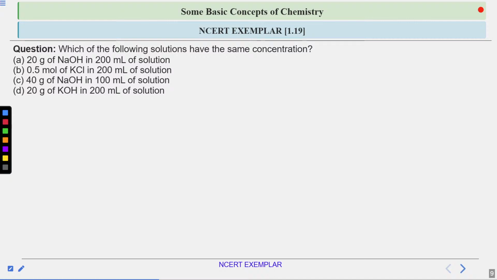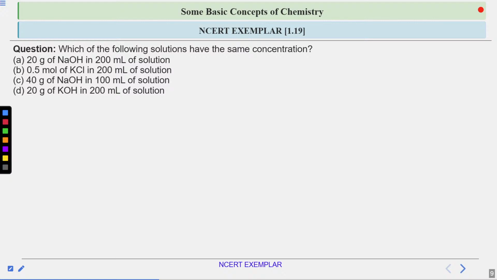Okay. Our next question is, which of the following solutions will have the same concentration? You have to calculate the concentration. Now the question arises, which concentration can you calculate? Because it is not given here which concentration is to be considered. The very obvious answer looking at this question would be molarity. Why? Because we don't have the mass of the solvent given in any of these options. So for that reason, we don't have to worry about any other concentration other than molarity.